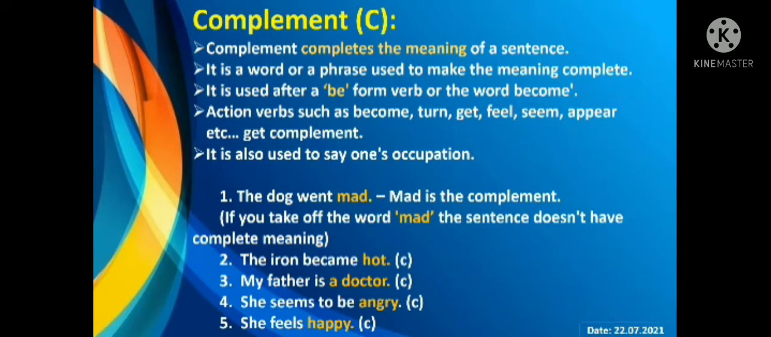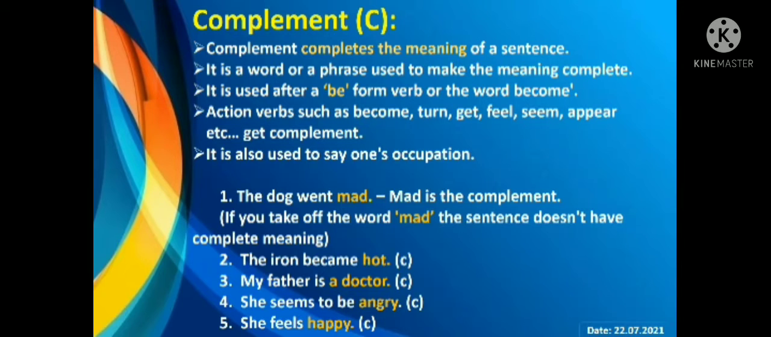Here is a be form verb. My father is a doctor. Doctor is an occupation, so it's one's occupation. That's called the complement. And she seems to be angry. Angry is a complement. She feels happy. So note the point: action verbs such as become, turn, get, feel, seem and appear also complete the meaning.